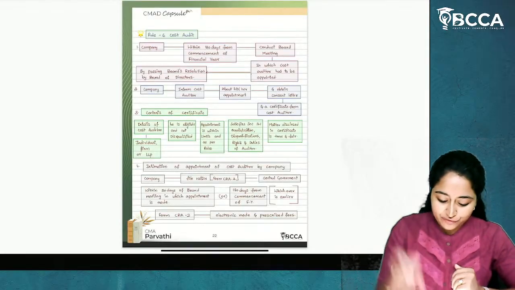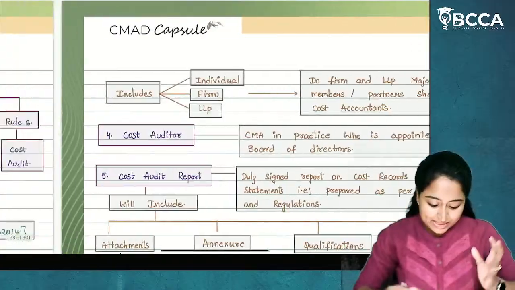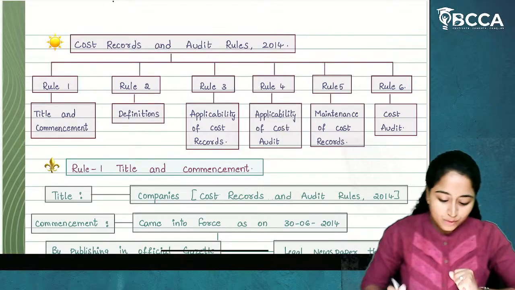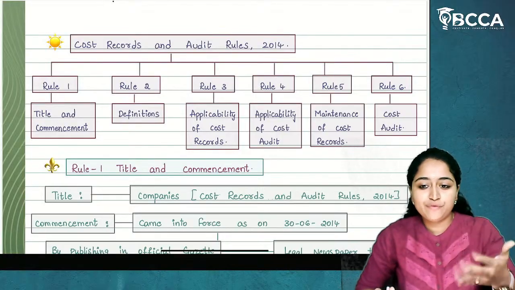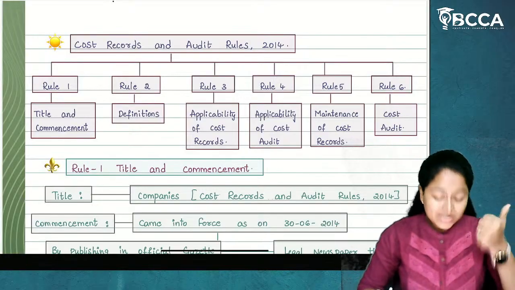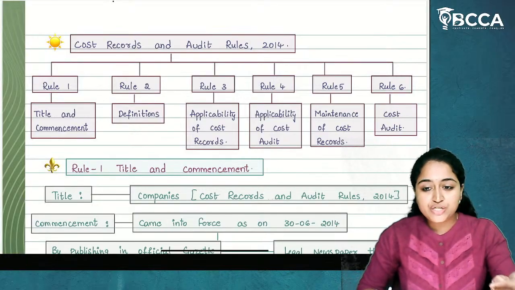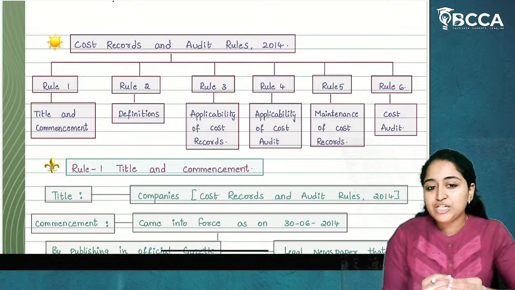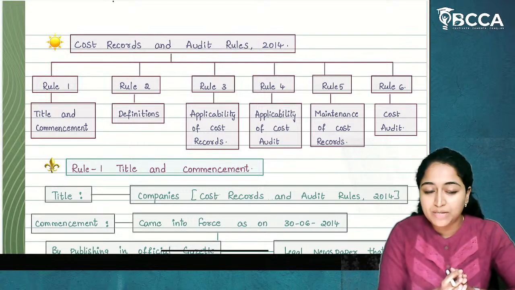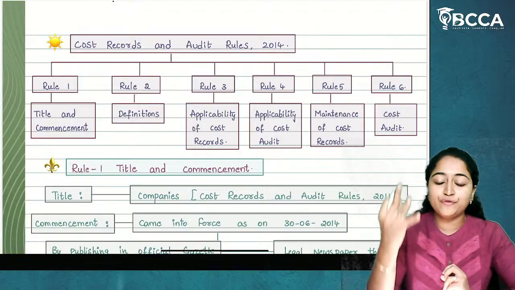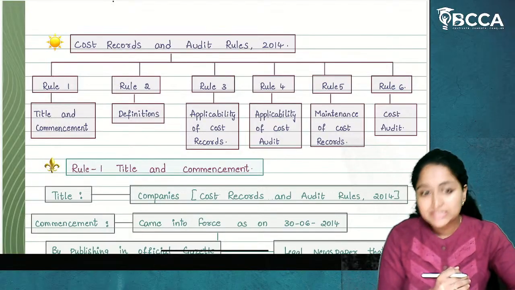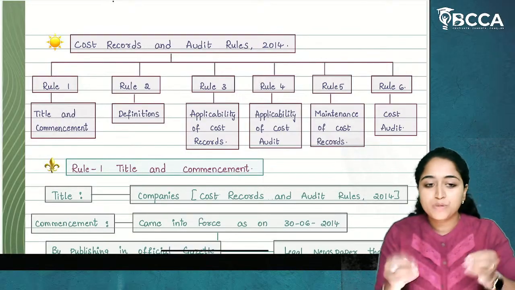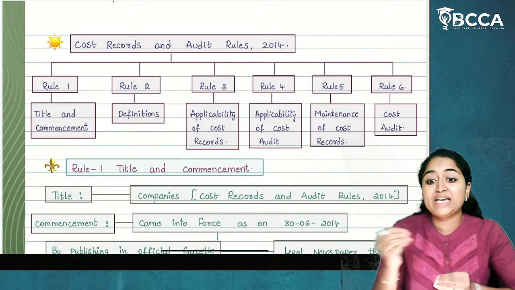So what we have seen from unit 2 in yesterday's class is that the Cost Records and Audit Rules 2014 have 6 rules: rule 1, rule 2, rule 3, rule 4, rule 5 and rule 6. Rule 1 talks about title and commencement. Rule 2 talks about definitions, in which I gave you enough clarity on what definitions will be asked as a question in the examination and what the important definitions are. Then we moved to rule 3, applicability of cost records. We saw the turnover limit for domestic as well as foreign companies, which are important to be complied with. And we saw the exemptions also.